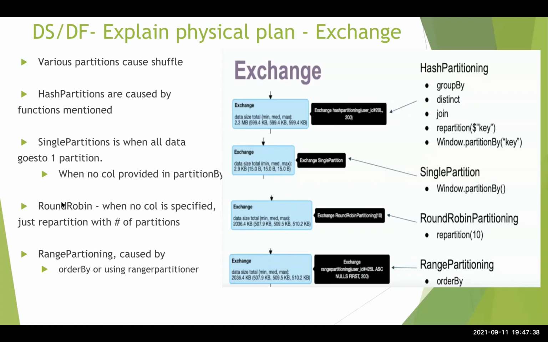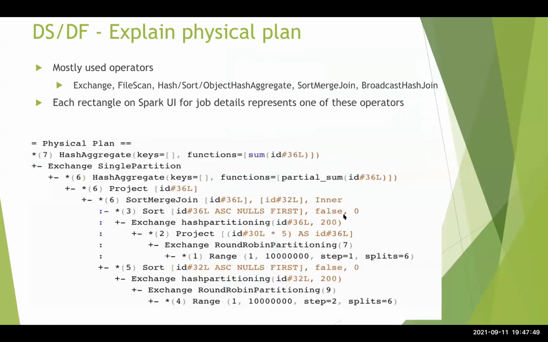Round robin is used when no column is specified in the repartition. For example, you say repartition(10). Just round robin. Exchange will happen, and beside exchange you will see round robin partitioning. And you could see that here, right? Exchange, round robin partitioning, and I think it ended up creating 9 partitions.